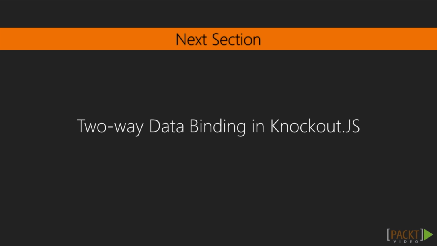In the next section, we'll use two-way data binding to pass data back and forth between our view and our view model. This is where things get really exciting.